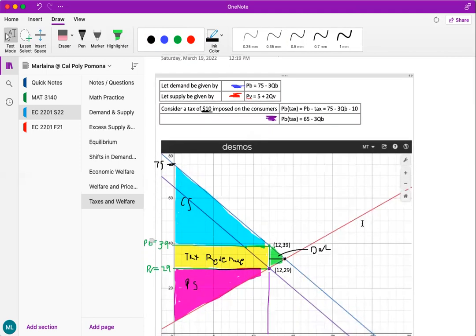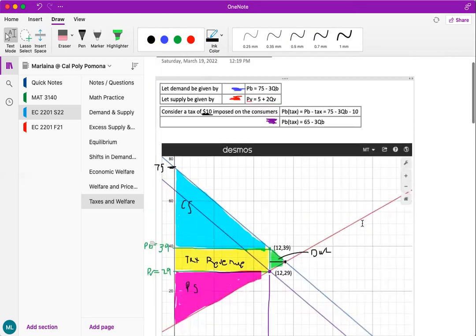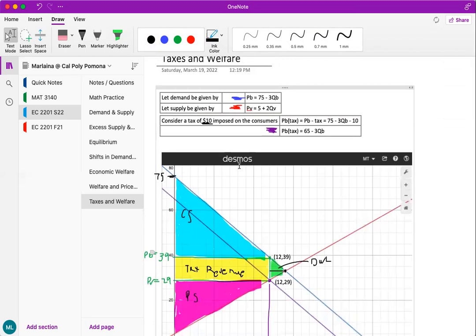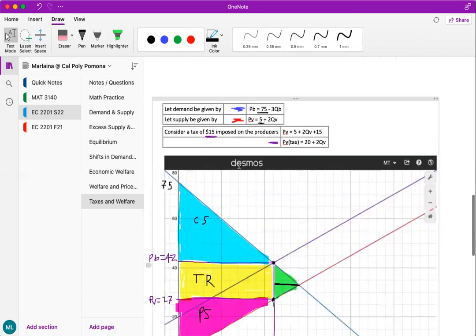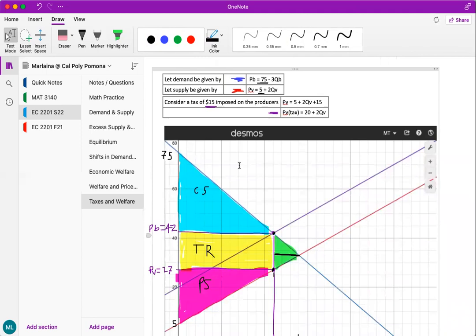So yeah, the first 2 videos cover when the tax is imposed on the consumers. The second 2 videos cover the tax being imposed on the producers.